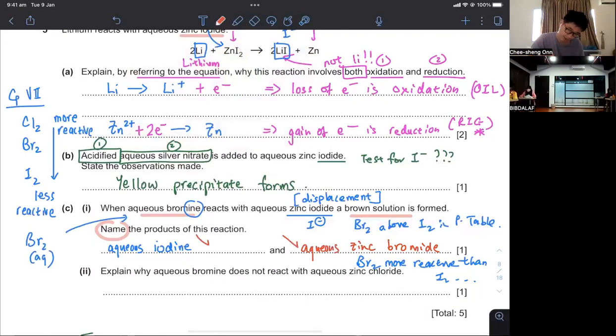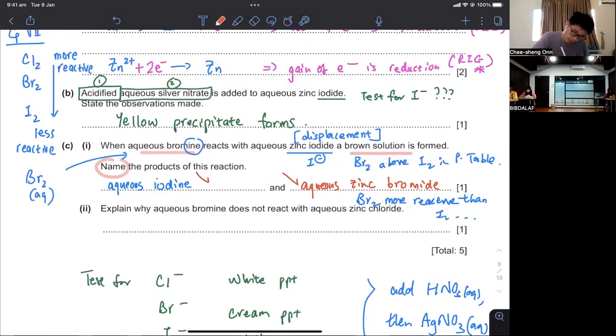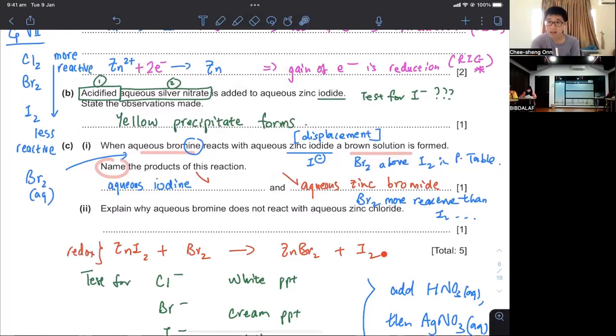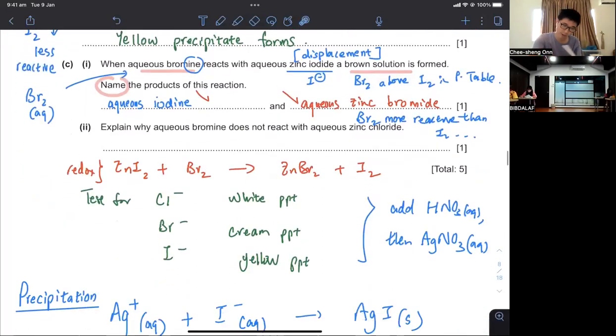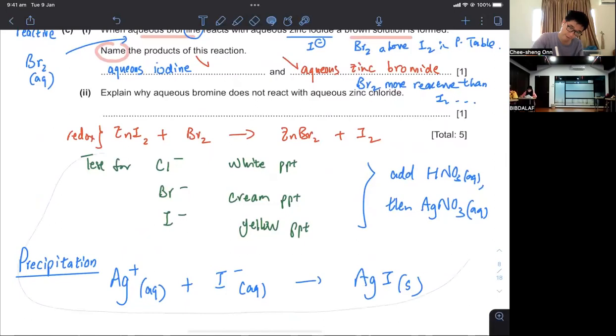So that and that. How about if we write an equation? ZnI2 plus Br2, then you will get ZnBr2 plus I2. This is very clearly a redox reaction because I minus become I2. It's a loss of electrons, so there's oxidation. Br2 become Br minus, there is a gain of electrons, there is your reduction. You can write half equations if you really want to. You should be able to write half equations.